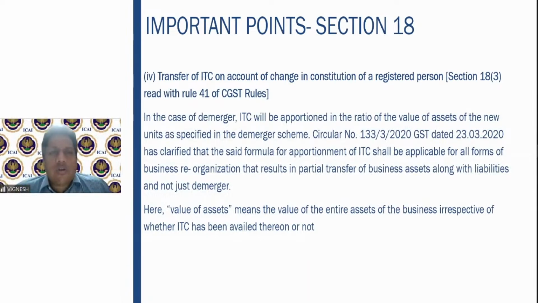Then demerger, as I told you, the ITC will be apportioned in the ratio of the value of the assets of the new units. The formula will be applicable for all forms of business organization which result in partial transfer of business assets along with liability, and not just demerger.